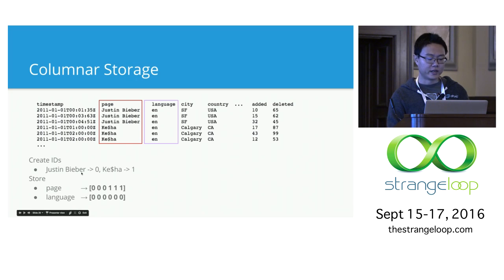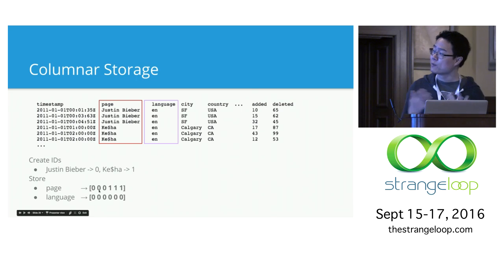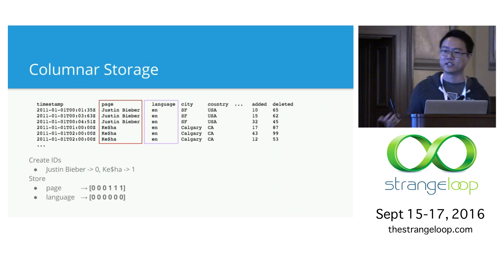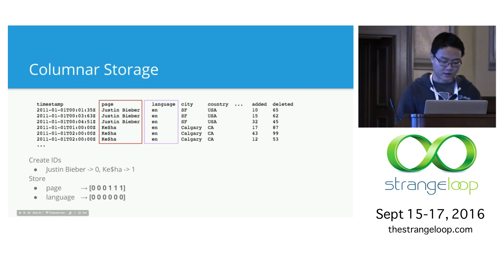So Justin Bieber here, we can map that to an ID of 0. Kesha here, we map that to an ID of 1. And then when we actually store the page dimension internally in Druid, we store this array of 0s and 1s. So as opposed to storing variable length strings, what we end up storing is fixed length integers, and fixed length integers are much easier to compress. Similarly, language here, we just map that to an ID of 0. We store an array of 0s.